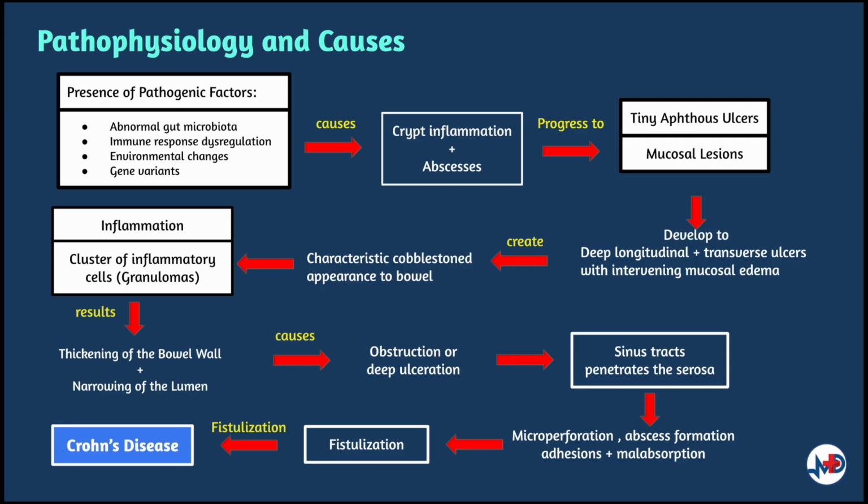As Crohn's disease progresses, it is complicated by obstruction or deep ulceration leading to fistulization by way of the sinus tracts penetrating the serosa, microperforation, abscess formation, adhesions, and malabsorption.